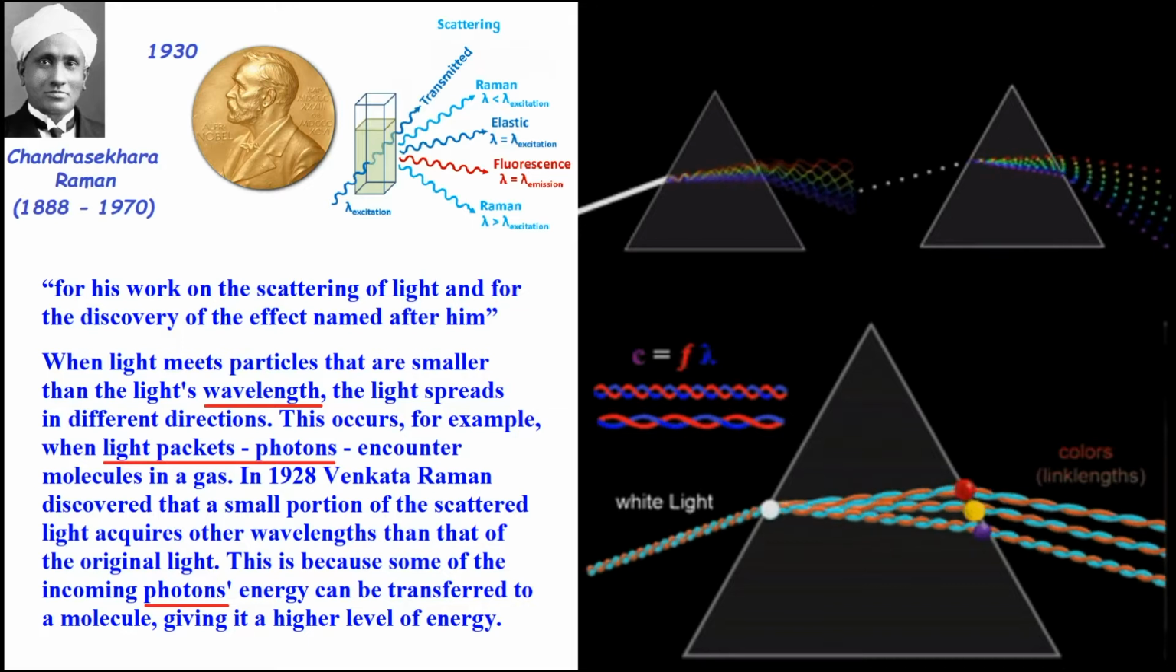In fact, Newton was one of the first guys to do it. He shone light through a prism. What Raman did, he replaced the prism with a liquid. Essentially, it produced the same effect. That's essentially what he did.